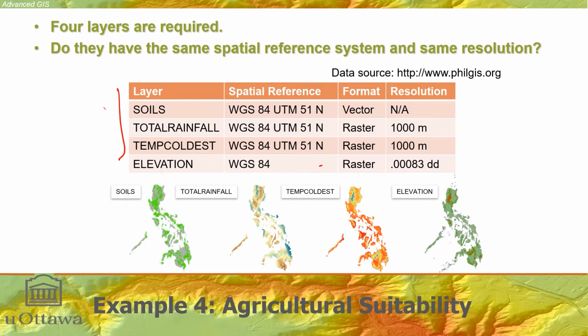Now, what we also notice is that our coarsest layers are these two in the middle, rainfall and temperature of the coldest month. So we'll have to undertake a resampling type process to bring the elevation to 1,000 meters. And there, you'll see the proper way of doing that, to scale up elevation. And soils: once we encode it to raster, we could encode it to 1,000 meters, for example. So our target cell size will be 1,000 meters.